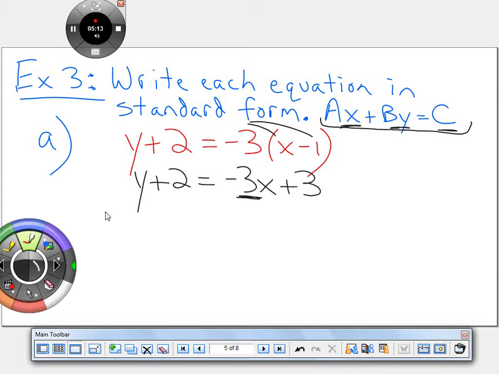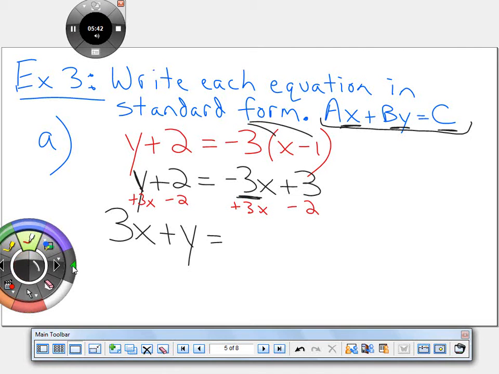Right now it's a negative 3x, so I just want to add it over to the left-hand side. So if I add it, then it's going to be a positive, so it's going to be 3x. And then I'm going to have this y here, which is also positive, so that's a plus y. So let me write what I'm doing. I'm adding 3x to each side. And then I'm also going to get rid of the 2, so I'm going to be subtracting the 2, minus 2 on each side.